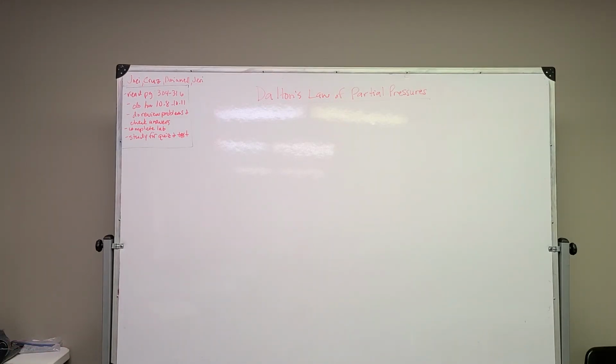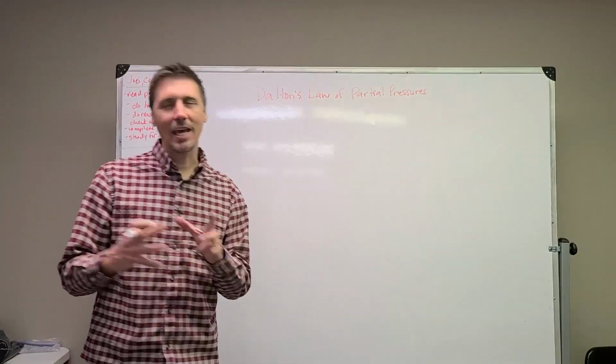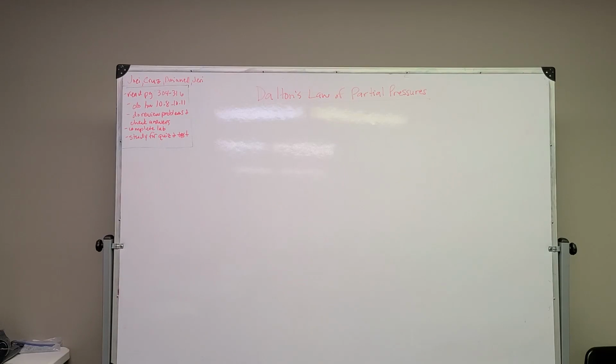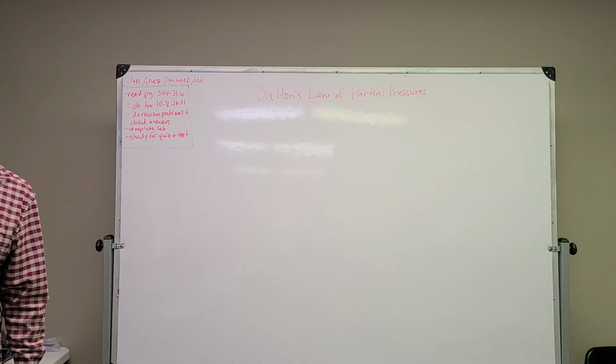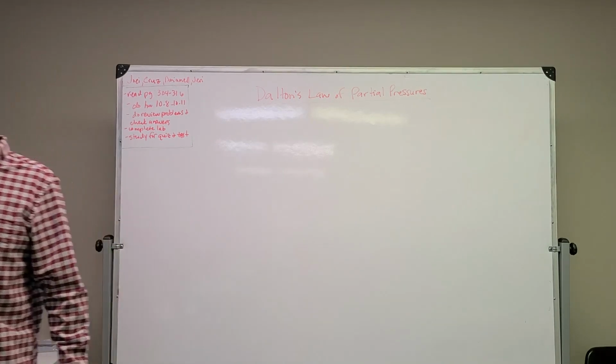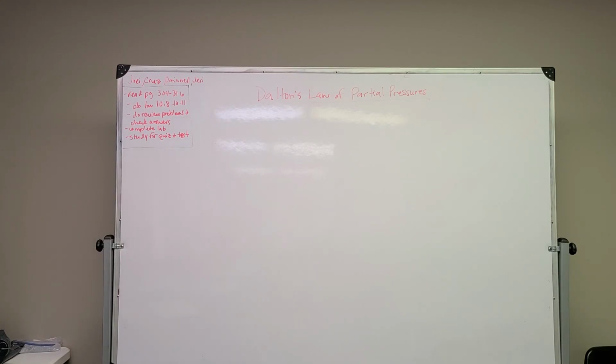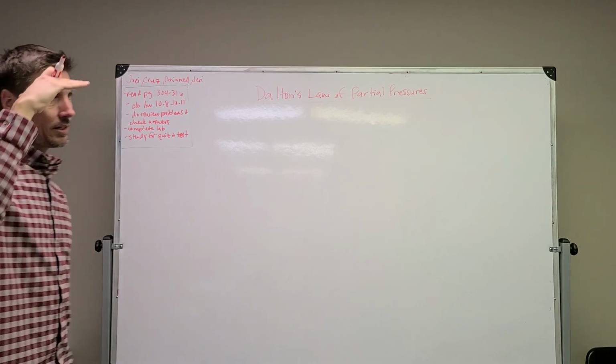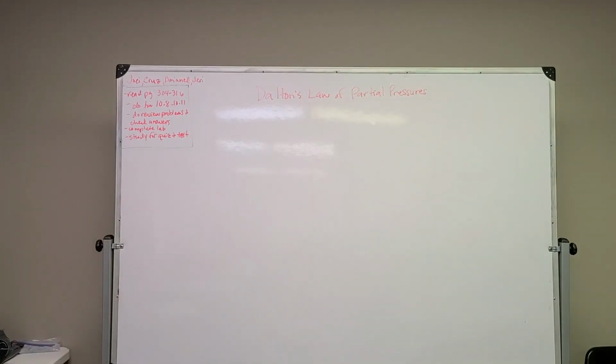But we said that gases can, under certain conditions, behave very close to ideal. So what were those conditions? Do you guys remember? 0 degrees Celsius and 1 atm. In order to behave ideally, they needed to be near or above 0 degrees Celsius and near or below a pressure of 1 atm. As long as it meets that criteria, we can say that a gas is going to behave ideally.